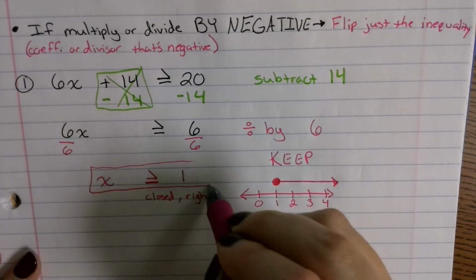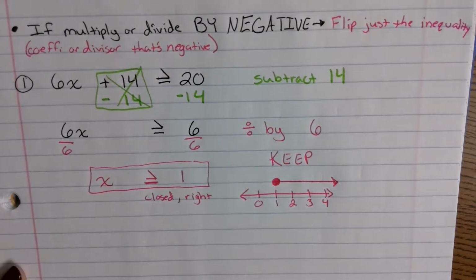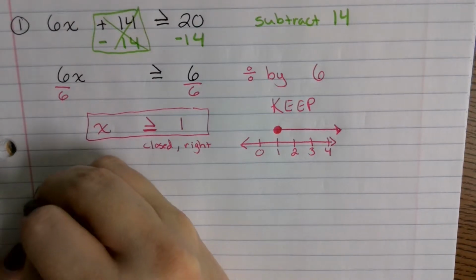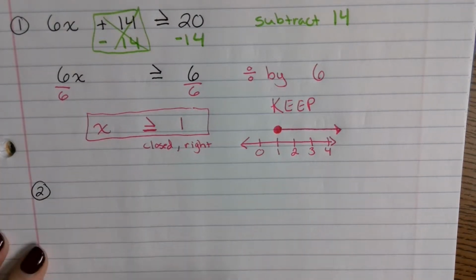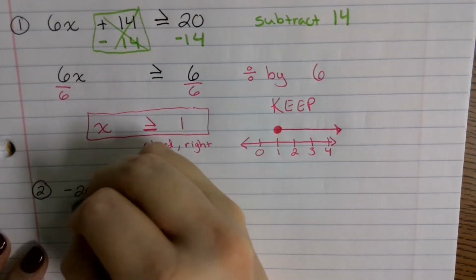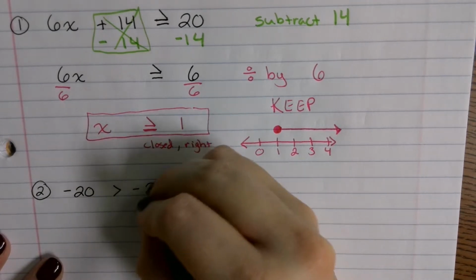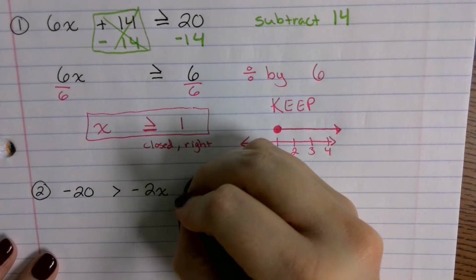So there's our inequality. I'm not going to graph every single problem, guys. I am going to continue to ask open or closed, left or right, though, so that way you get the idea of it. All right, number 2. Negative 20 is greater than negative 2x plus 4.